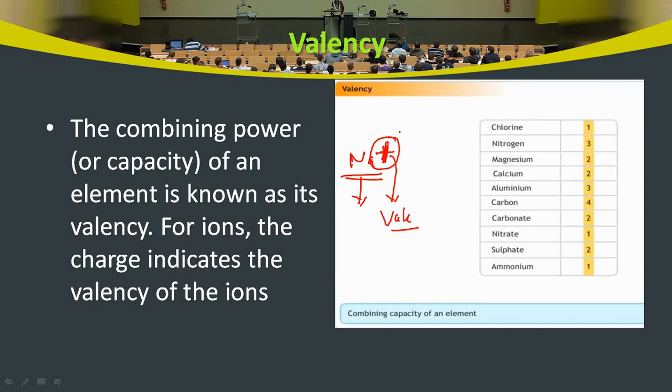So the combining power or capacity of an element is known as the valency of the element. Means how many charges are there, that would be the valency. If we see Ca++, it means it has valency two. Are you getting me? So this is about the valency.